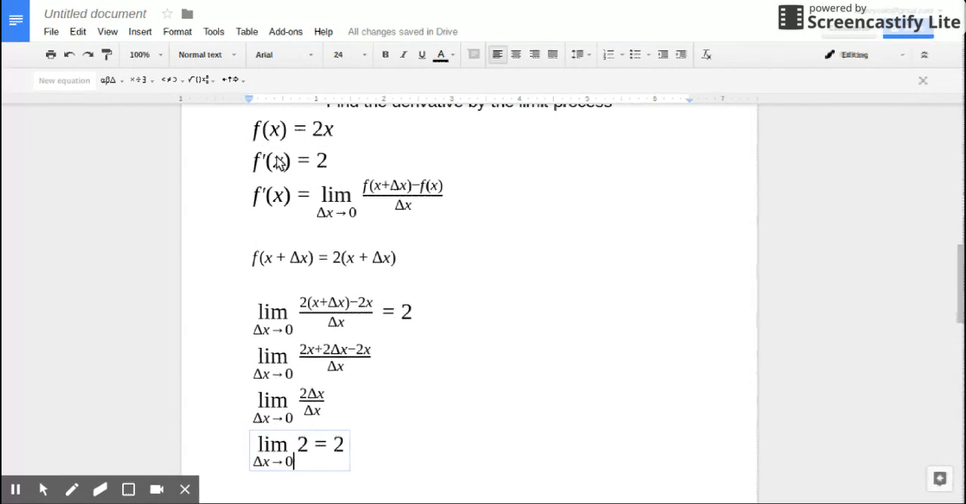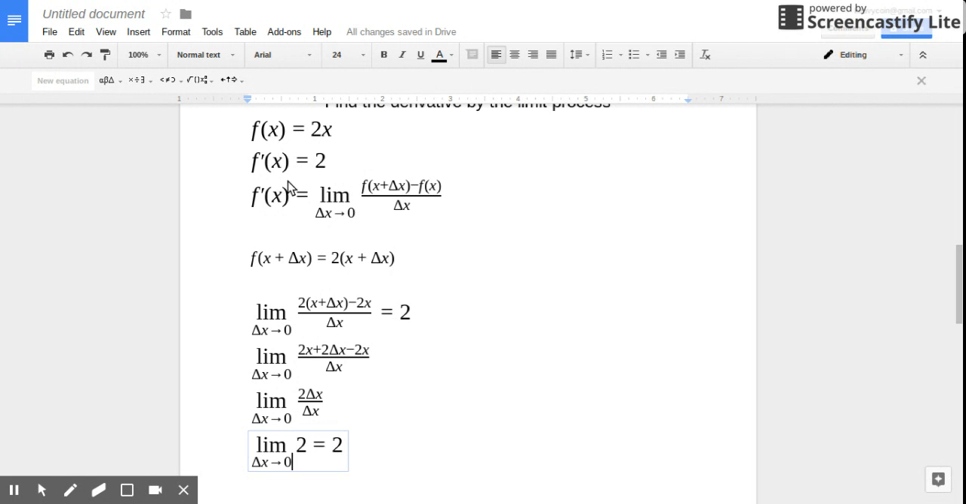Okay. So there we go. The goal was to find f prime of x, and we did, and f prime of x is equal to 2. All right. So we're going to work about 4 more problems using this definition, the definition of the limit.